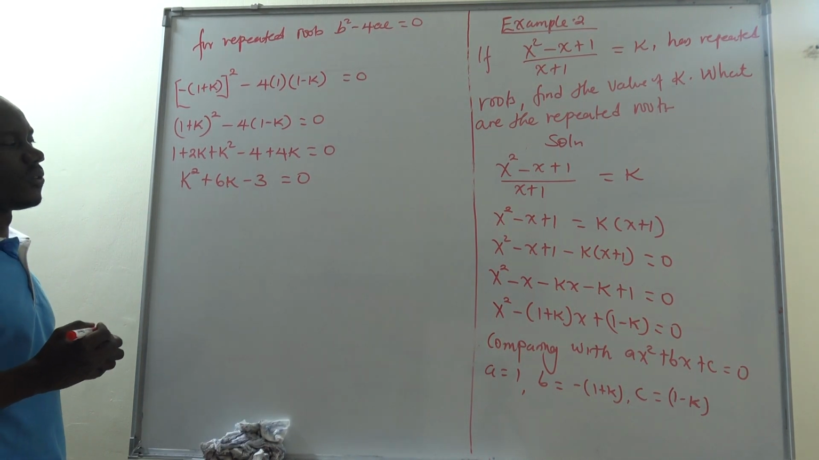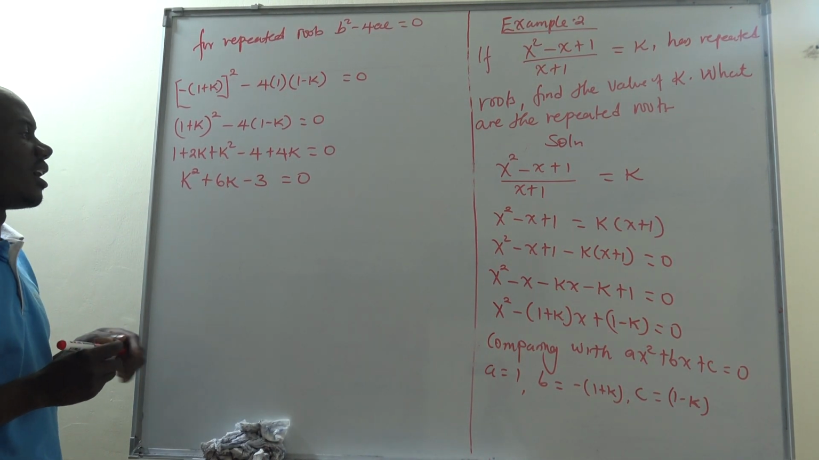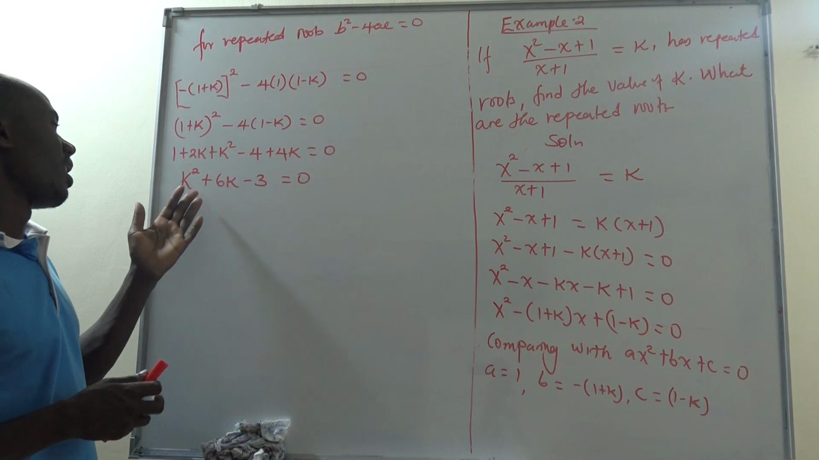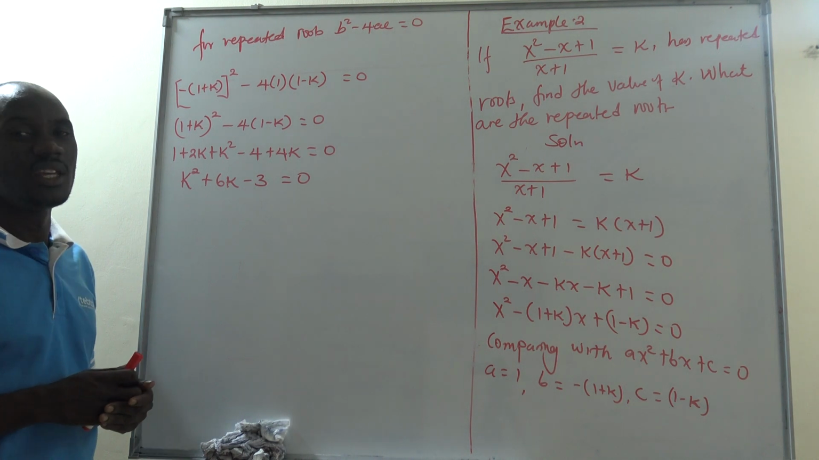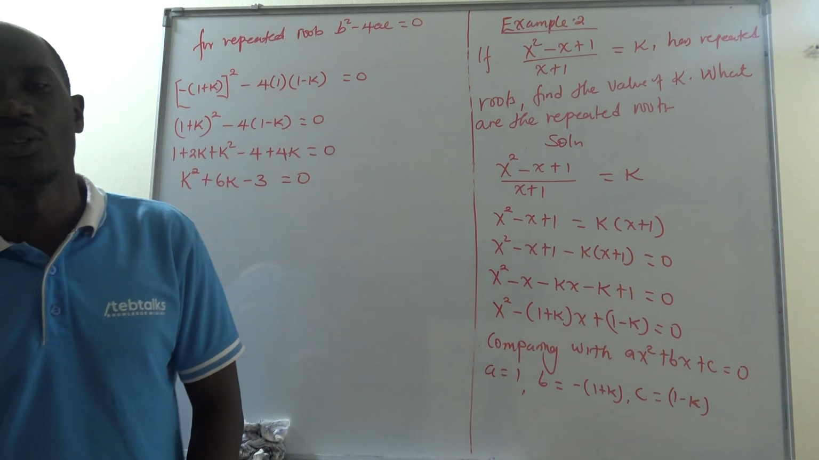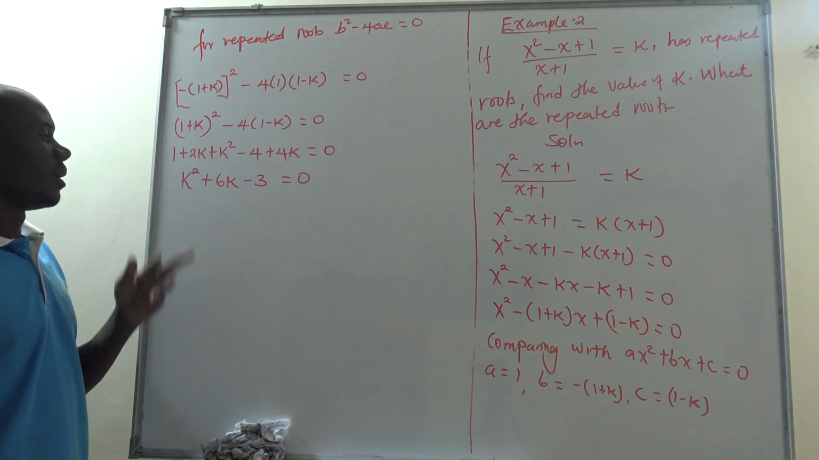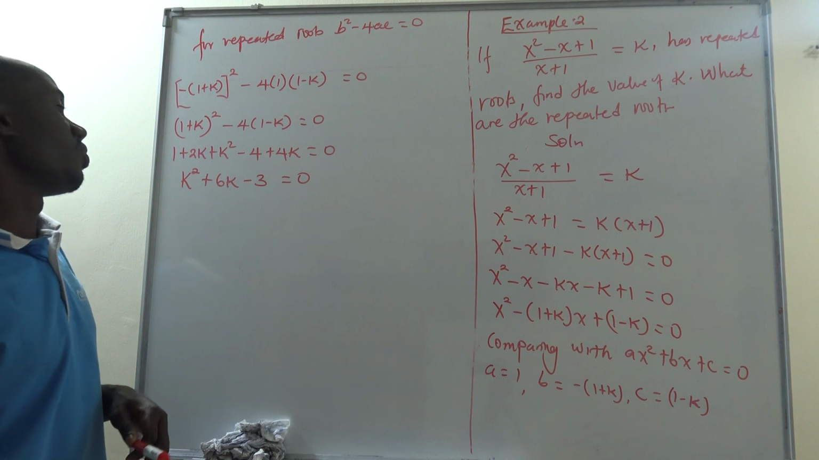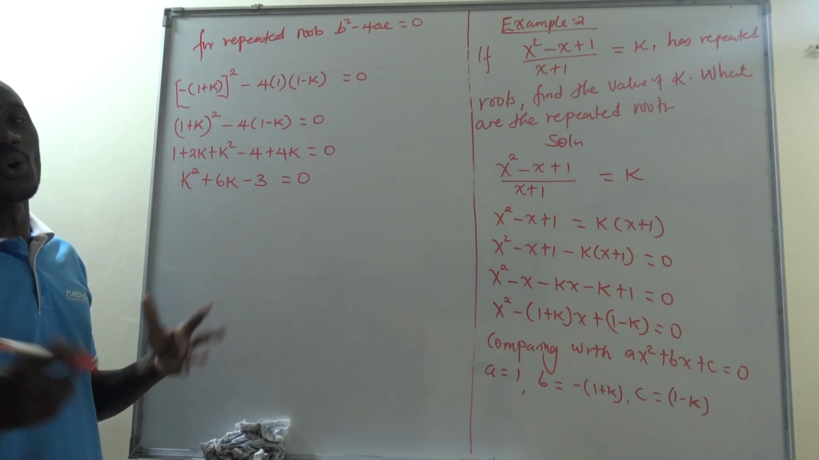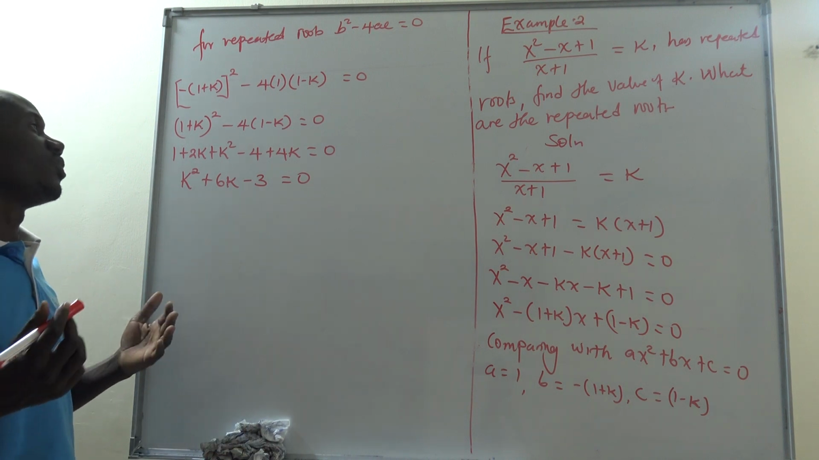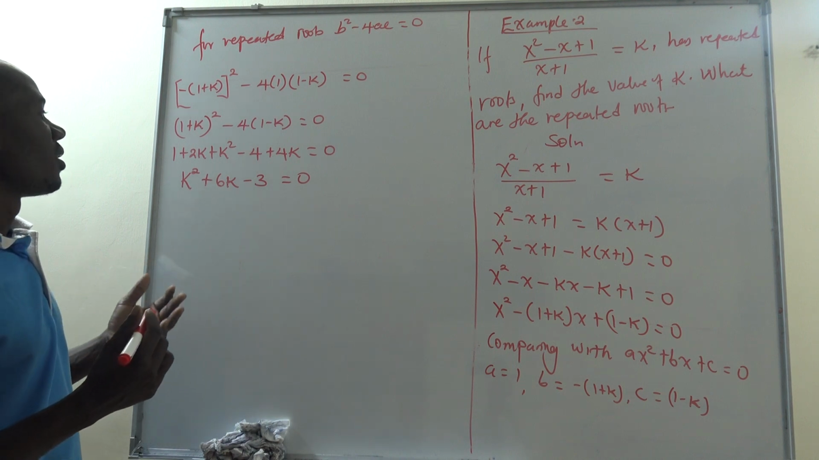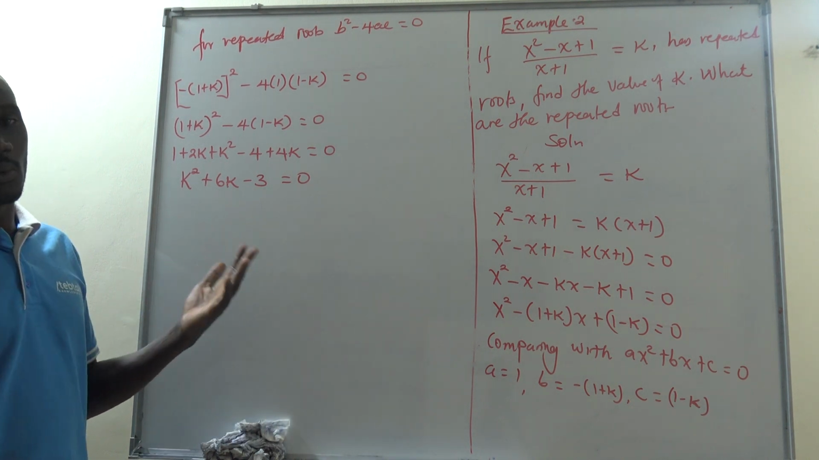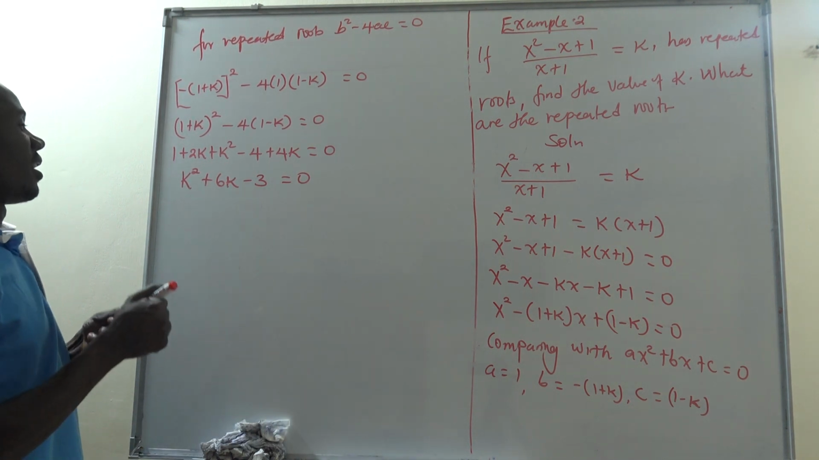So how do we solve this? Look at this, think of two numbers. When you multiply them, you come out with negative 3, and when you add, you come out with positive 6. Are they there? If they are not there, that means you are free to use completing the square, or you are supposed to go ahead and use what we call the quadratic formula. So any of that can arise.